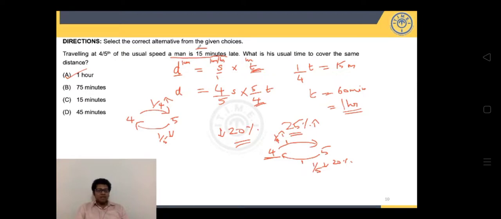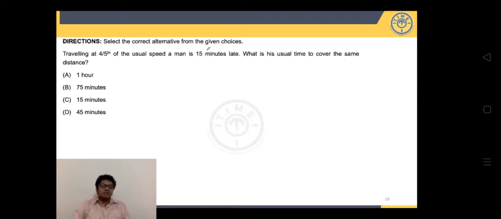So here the time is increasing. So time should increase by 1/4, which is 15 minutes. So 1/4 of the actual time is 15 minutes. Hence the actual time will be 4 times 15, which will be 1 hour. Hence the answer. Whenever you get questions like this, since the distance is constant, you can just go with it.